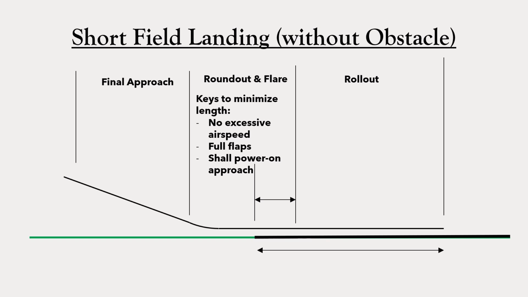It's helpful to make a shallow power on approach up to the point of your round out. That helps you predict the length of your round out and get accurate on your aiming point a little bit easier than when you make a steep low power approach.